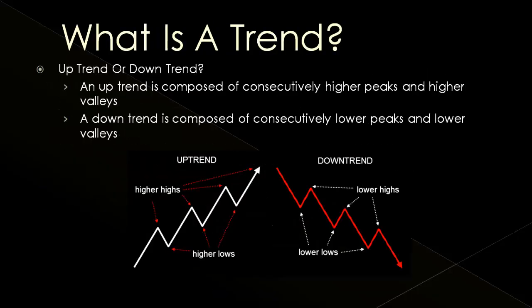So is it an uptrend or a downtrend? How do you know? If you look at the image on the screen, on the left-hand side we have an illustration of an uptrend. You will see that an uptrend is composed of highs that are getting consecutively higher. You will notice that they are forming higher highs. The same with the lows. The lows are getting consecutively higher. An uptrend is composed of consecutively higher peaks and higher valleys. On the right-hand side of the image, you can see a downtrend. You will notice that the lows are getting lower and that the highs are also getting consecutively lower. Downtrends are composed of consecutively lower peaks and lower valleys.